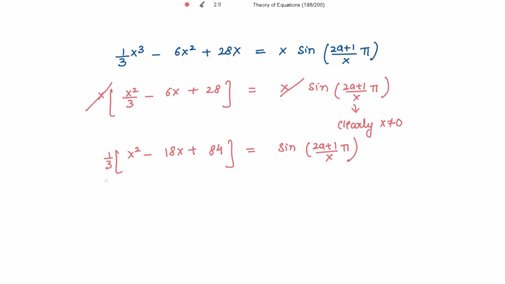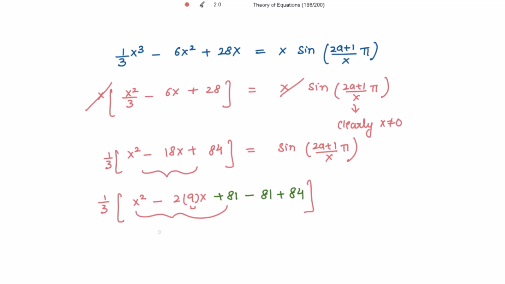Why have I taken this 1 over 3 common? Because I need to get the factors. Alright, let's get a perfect square from this. So x squared minus 18x can be written as twice of 9 into x. Here I have twice of 9, that means I need to add and subtract 9 squared, that is 81. So adding 81 and subtracting 81, from these three terms I can get a perfect square as x minus 9 whole square. And this gives us plus 3.